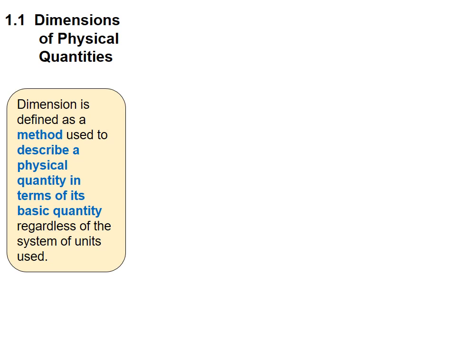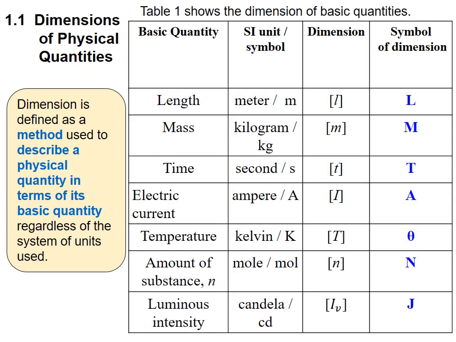Dimension of physical quantity. Dimension is defined as a method used to describe a physical quantity in terms of its basic quantity regardless of the system of unit used. Okay, the table shows the dimension of the basic quantity.